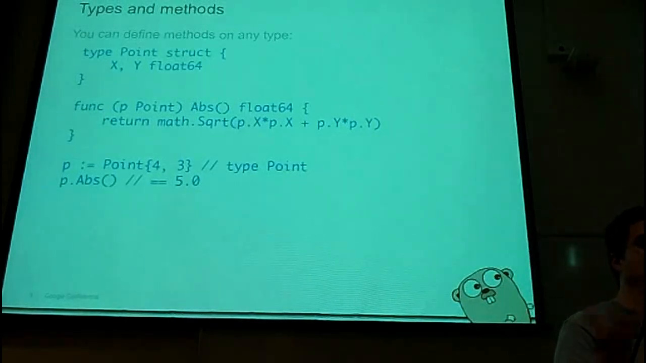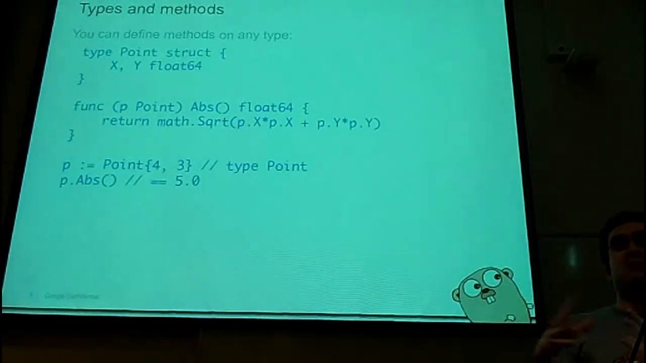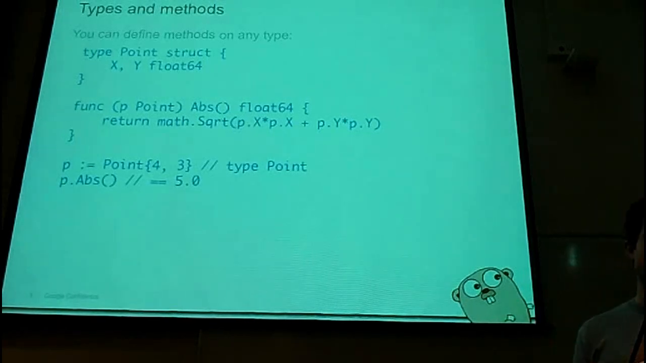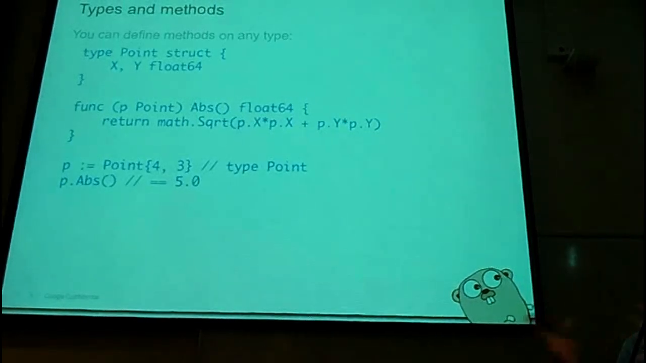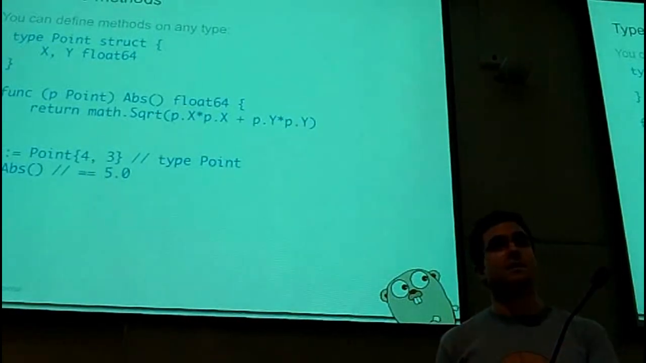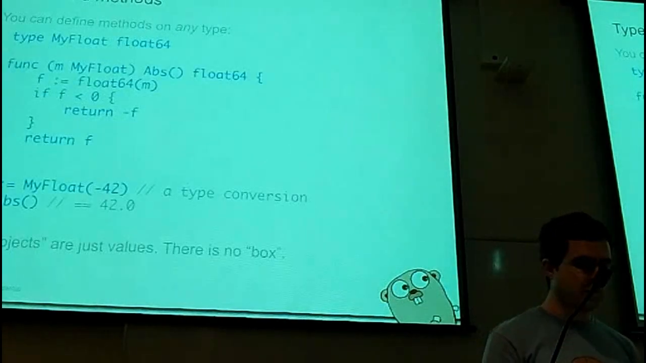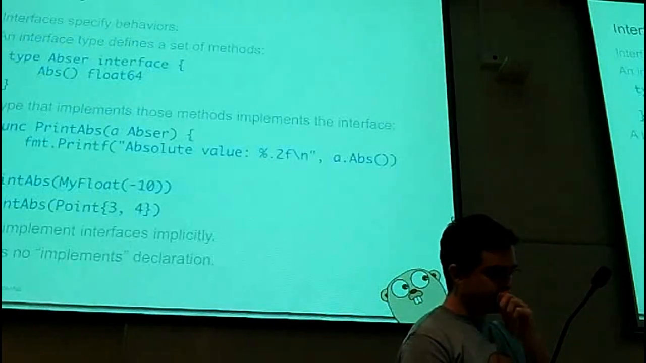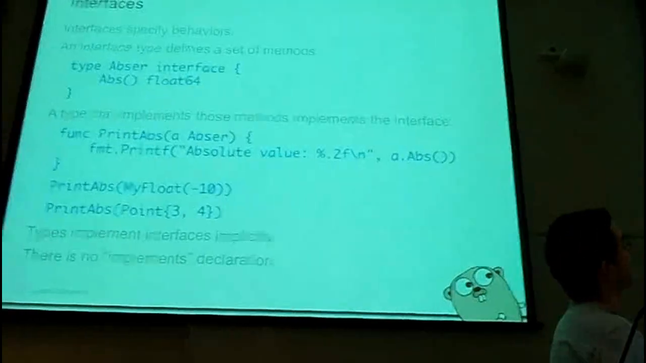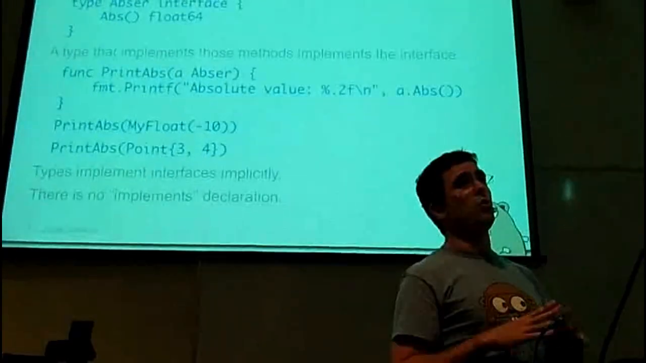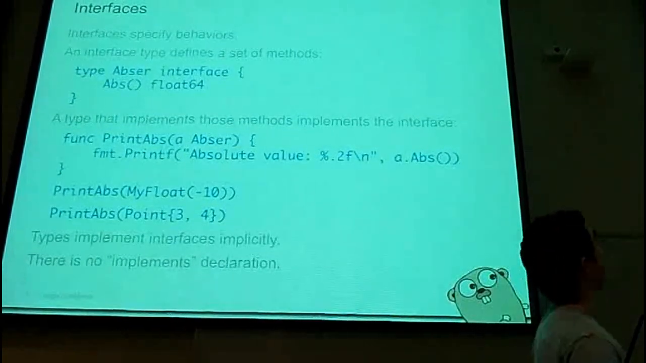Whereas if, say, in Java or Python, there's an actually not insignificant overhead to making a class and attaching methods to that class for every instance of that class. And so that's the type system, and that's almost all there is to it. It's actually very simple.